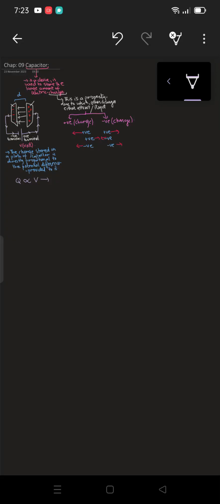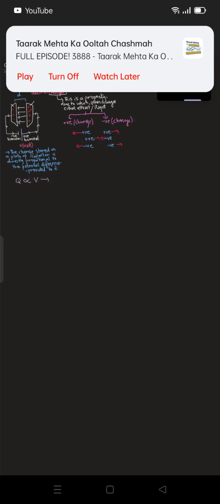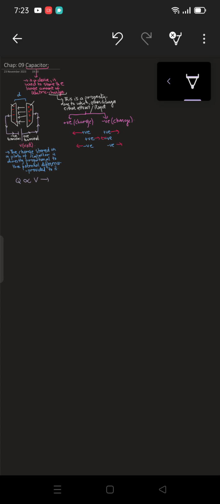Okay, so as in the last video, we have discussed the basics of capacitor. Initially we discussed what is a capacitor. A capacitor is a device which is going to store a large amount of electric charge.